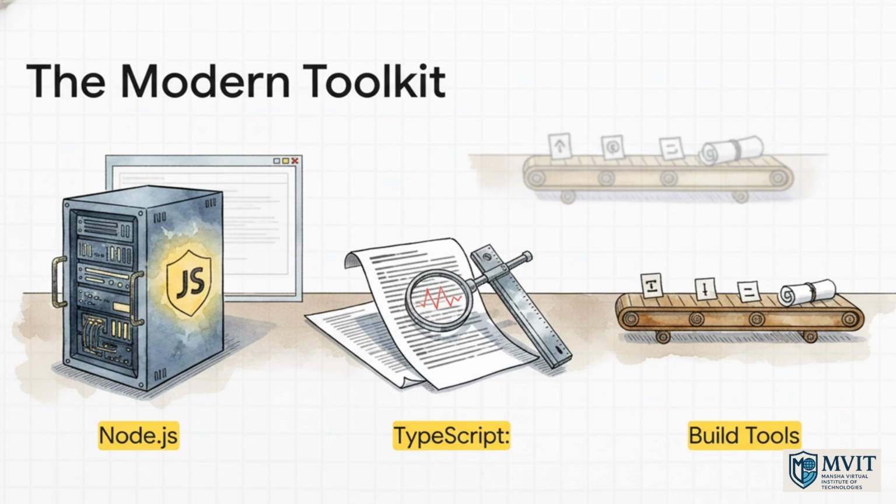For instance, Node.js was a total game changer because it let developers use the same language, JavaScript, on the server and in the browser. Then you have things like TypeScript, which adds safety rails to JavaScript to help you catch silly mistakes in really big projects. And finally, you have build tools, which are like an automated factory that takes all your hundreds of code files and bundles them into one small, fast package to send to the user.